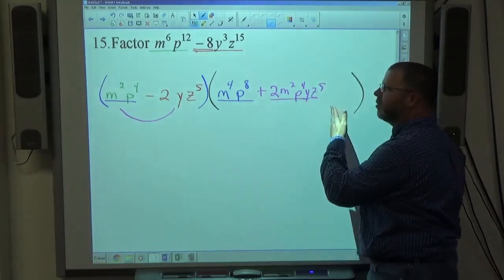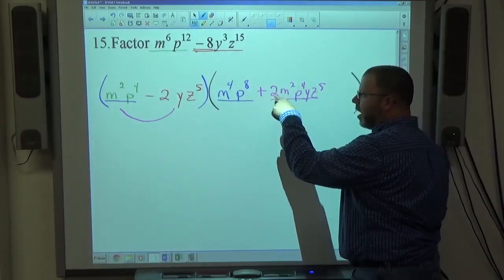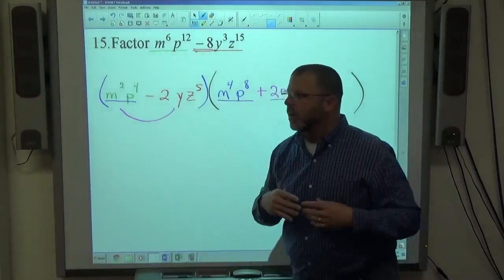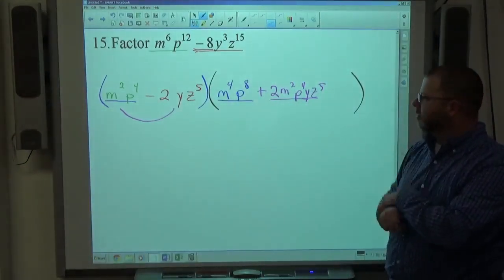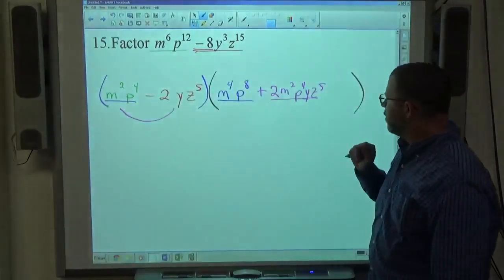No powers changed. The only thing that could ever happen other than powers changing over here would be if this had been like 3. If this was 3 and this was 2, all of a sudden this is 6. So don't write 2, 3, write 6. But the letters are always going to be different, so just stick the letters together.